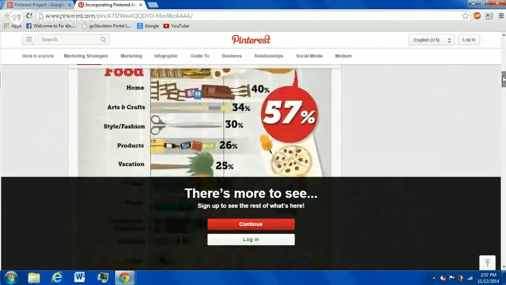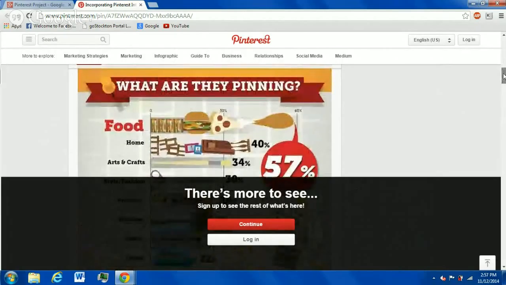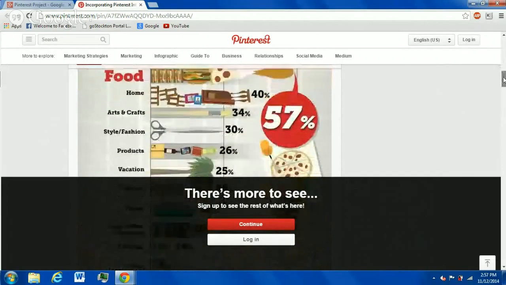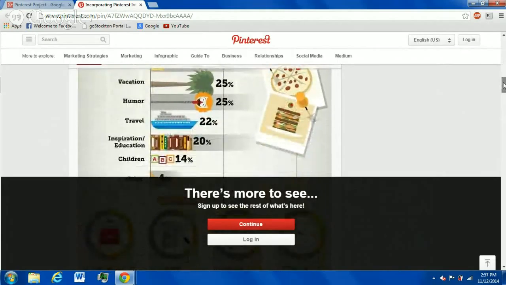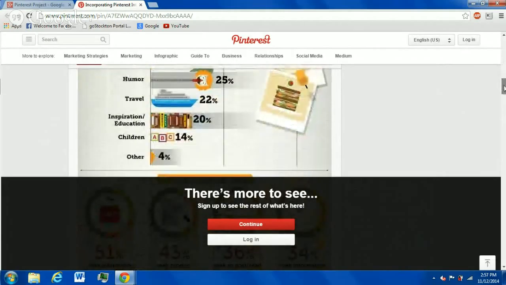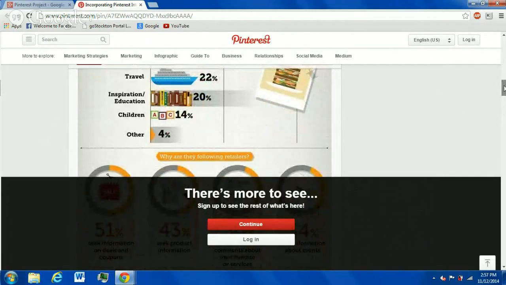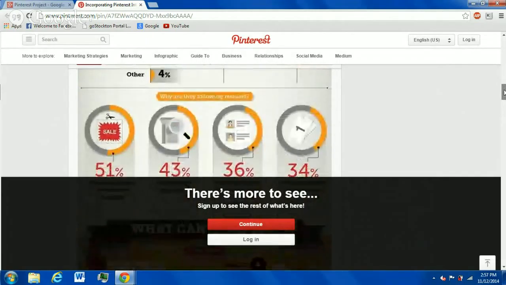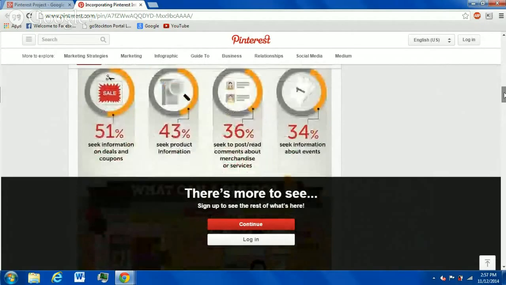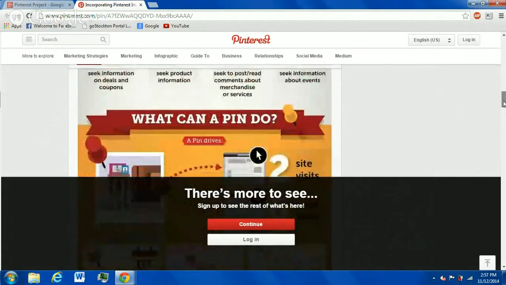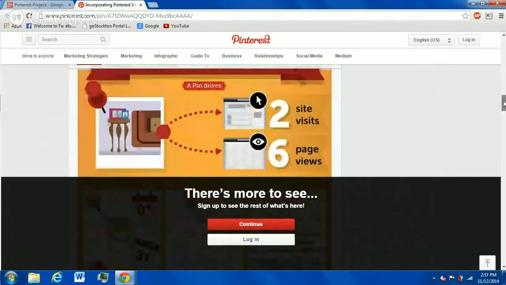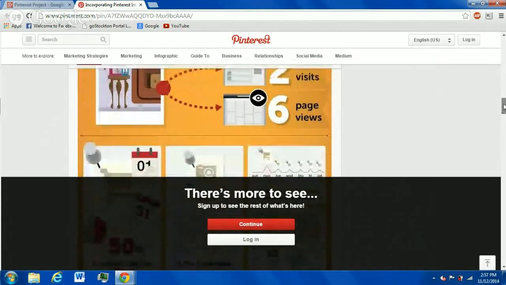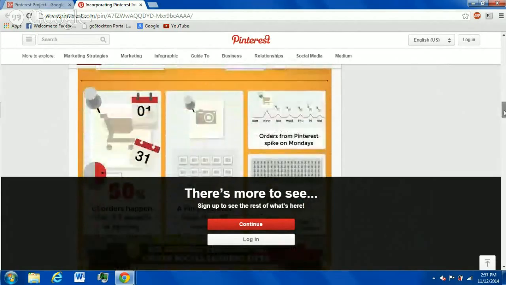Here you see different categories, different boards, what people are pinning: food, home, arts and crafts, style and fashion, products, vacation, humor, travel. And the important one here is inspiration and education, which my other group members will touch on fairly shortly. That talks a little bit about the commercial retailers that are using it. What can a pin do? It drives people to visit sites. It tells you how many page views you have.